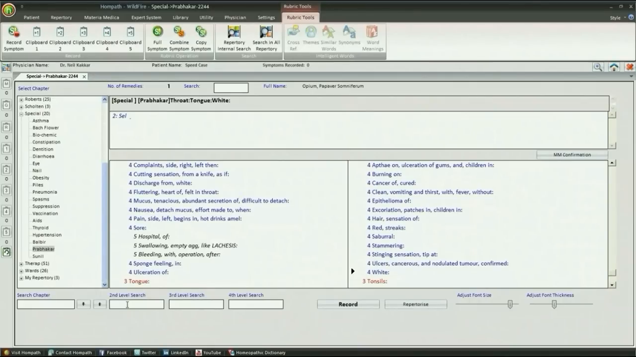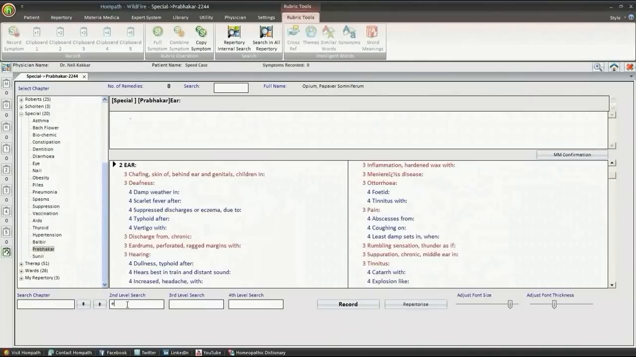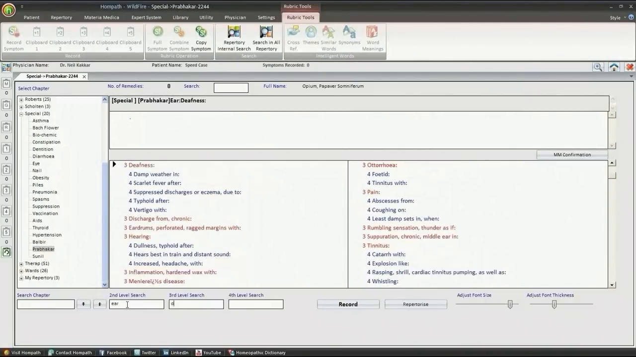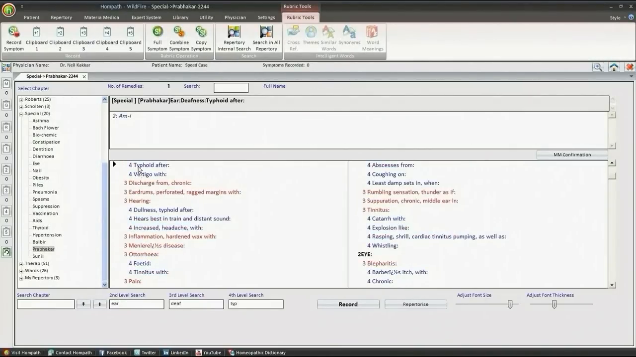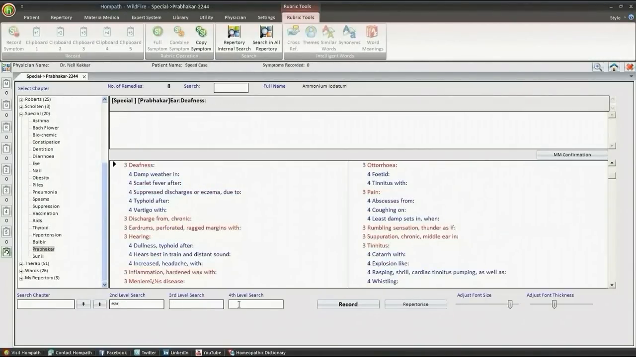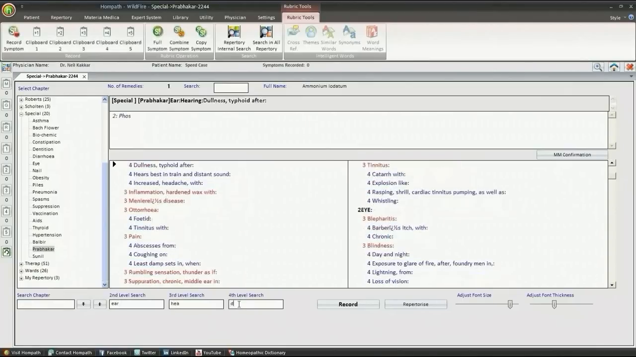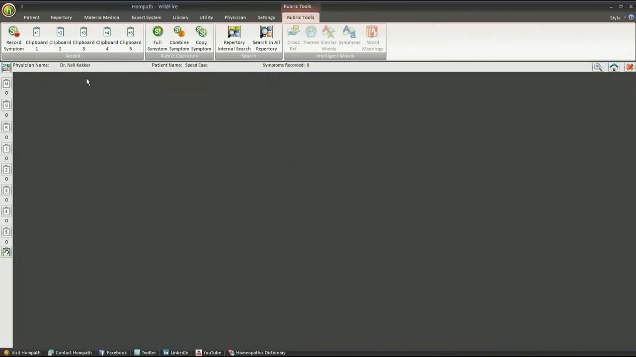For example, see the difference in deafness and dullness of hearing, where two are close coming conditions but not the same, and in the absence of clinical repertory from Hompath, one will go for a general rubric of hearing loss or from any other repertory. Ear, deafness, typhoid after. Ear, hearing, dullness, typhoid after.